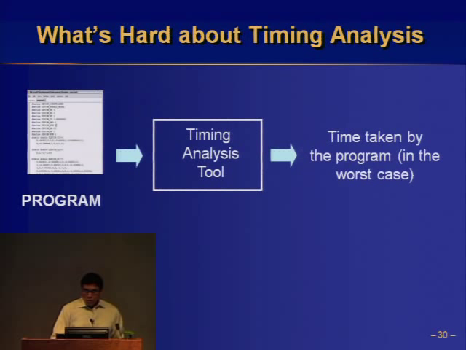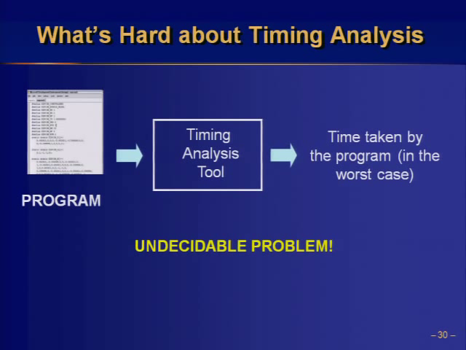So I want to spend a couple of slides talking about what is hard about this problem of timing analysis. So very simply, here's what we want. We have a program, and we want to construct a tool that will take this program, and then it will output the time taken by this program. And if you're interested in worst-case analysis, then it's the worst-case time taken by this program. So the first thing that we come up against is that this problem in general is undecidable because it involves figuring out if that program terminates.